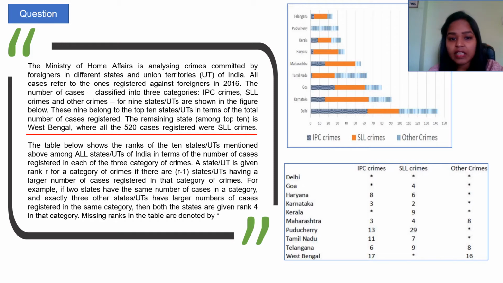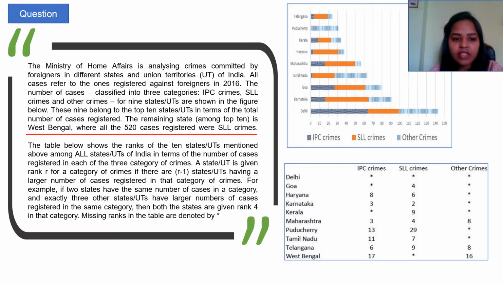So let us see how the rank is given. A state or UT is given a rank R for a category of crimes if there are R-1 states or UTs having a larger number of cases registered in that category of crimes. Say if one state or UT is above it, it will be given a rank 2. So R-1, 1 is above it. Similarly, if it is rank 1, 0 states or UTs are above. So this is very clear.